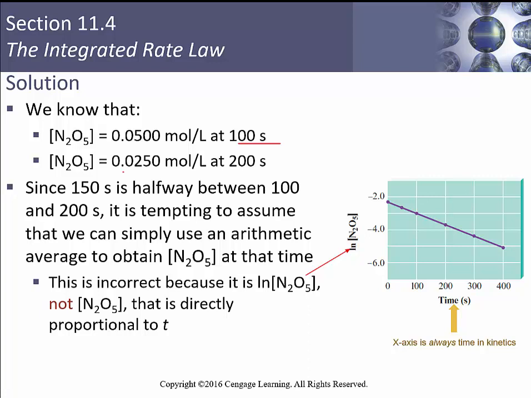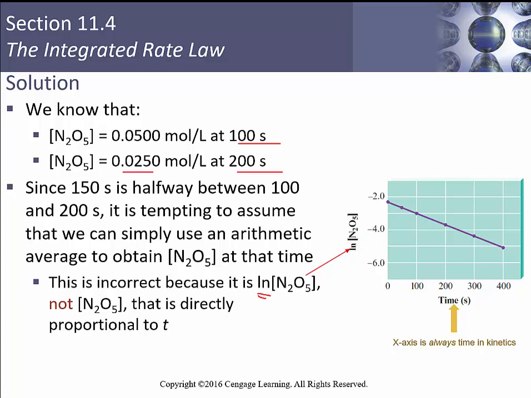And we know that our concentration is going to be 0.025 at 200 seconds. Since 150 seconds is halfway between 100 and 200, it's tempting to assume that we simply use an arithmetic average to obtain our concentration of N2O5 at that time. But that's incorrect because it is the natural log of the N2O5, not just the concentration of the N2O5. So you have to account for that being natural log.